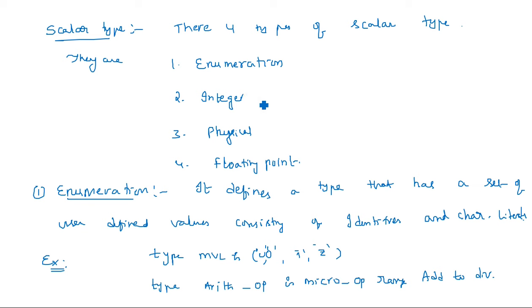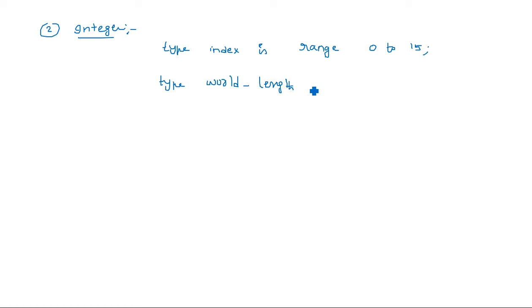Coming to integer type, we already know very well about integer. Integer defines whether the given number is an integer or not. So second one, integer type. Integer type defines a type whose set of values fall within a specified interval. I told you already what the interval is, minus 2 power 31 minus 1 to 2 power 31 minus 1. So examples of integer: type index is range 0 to 15, or we can also say type word_length is range 31 down to 0.